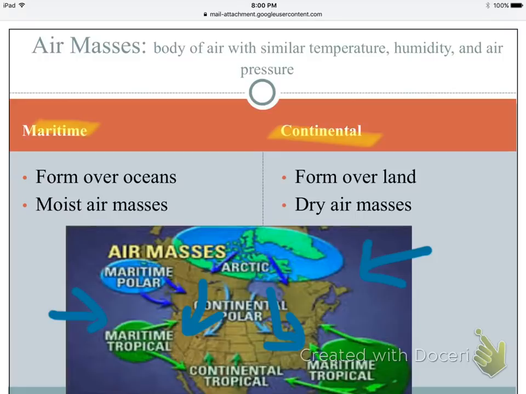Okay, now with continental air masses, those form on the continent. Okay, so these are ones that are forming over land, and because they're forming over land, they don't have a body of water to go over to pick up moisture, so these are our dry air masses.